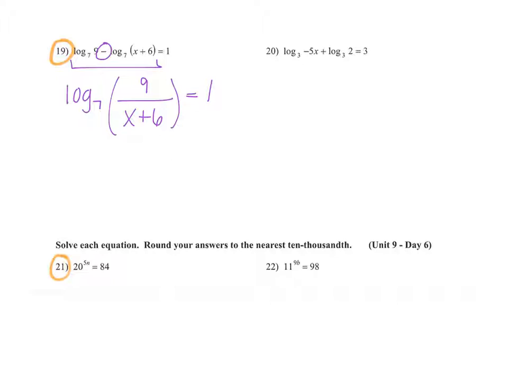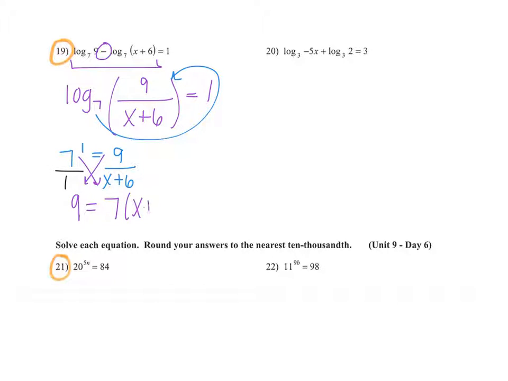Now, because there's a log on just one side, think about what your method is. Do you cross them off, or do you loop? So 7 to the first is supposed to be equal to 9 over x plus 6. From here, because I see a fraction on the right side, I'm going to make the left side into a fraction by putting it over 1. Then we can simply cross multiply. When I cross multiply, I'm putting the x plus 6 in parentheses so that I can distribute the 7.